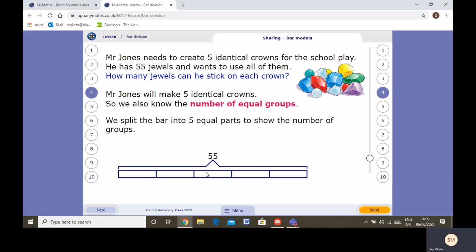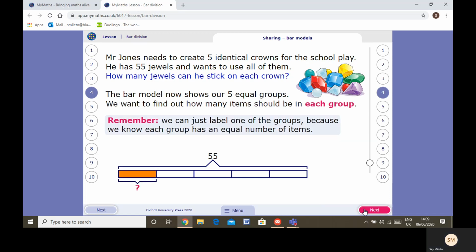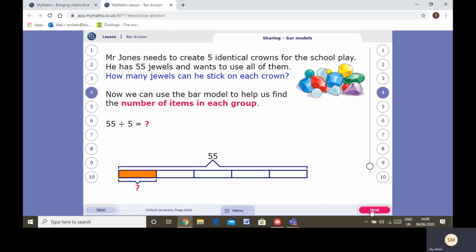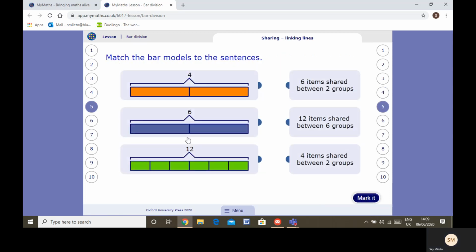Then we need to think how many are in each part of our bar. So how many is in one? And then we know they must be equal for each group. 55 divided by 5. Now we know 5 times what equals 55. Hope you're all saying 5 times 11 equals 55. So 11 jewels on each crown. Okay, you can pause the screen and try this.